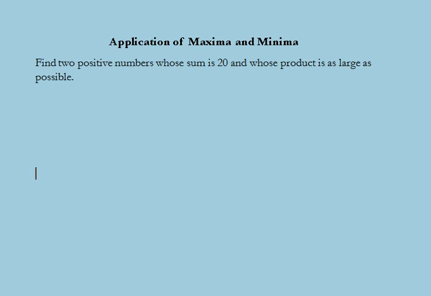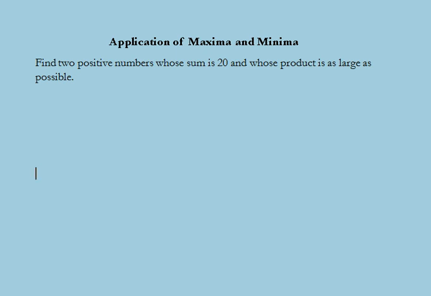Next we are going to discuss the applications of maxima and minima. Differential calculus is a very powerful tool for solving problems that call for minimizing or maximizing a function, and this would be more clear by considering an example of a problem which states: find two positive numbers whose sum is 20 and whose product is as large as possible.